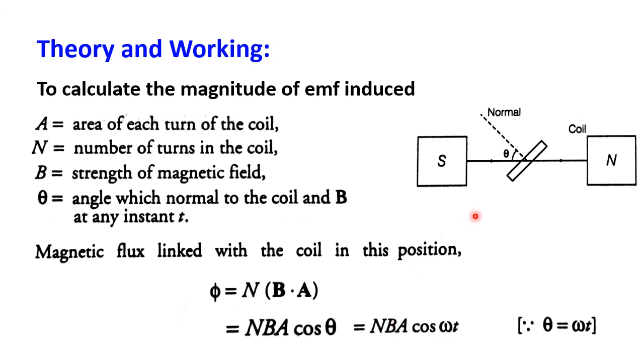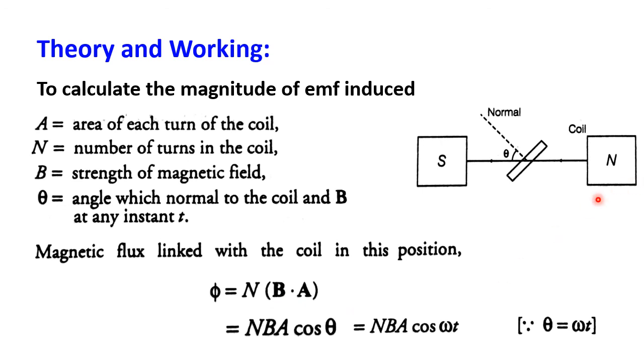As we are rotating the coil, the flux will change continuously, depending upon the angle theta. If theta is 0, then maximum flux will pass through the coil. If theta is 90 degrees, then zero flux will pass through the coil. Suppose the normal is making an angle of 90 degrees with the magnetic field direction like this, then the flux passing through the coil will be 0. Different angles will be there, so accordingly the flux will change.